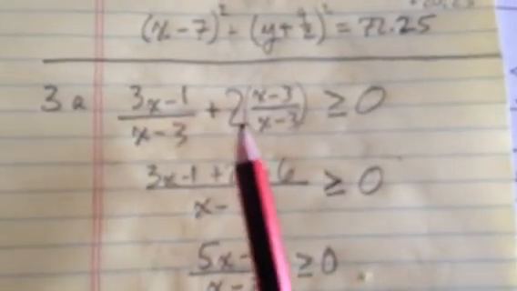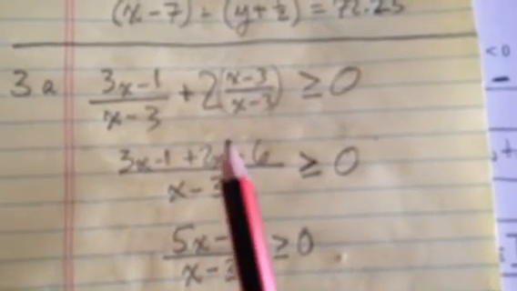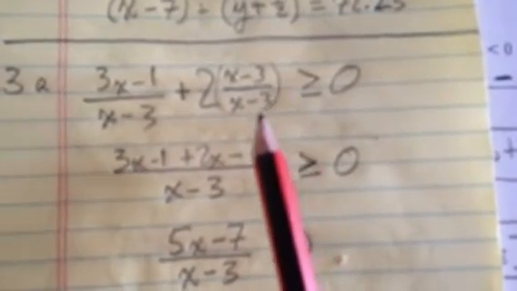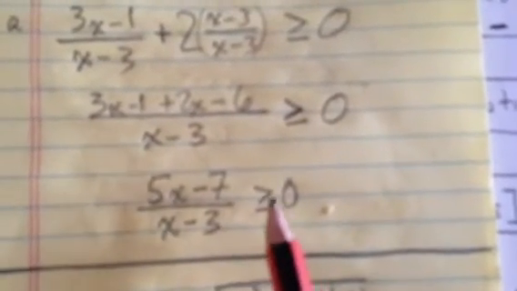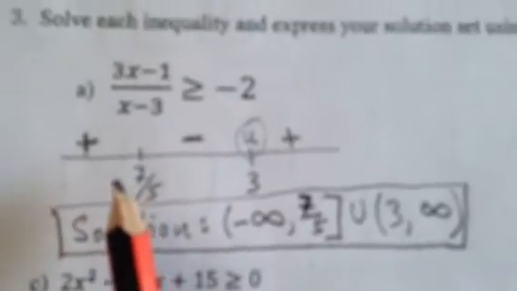When I move the 2 over to the other side and combine my fractions together, multiplying the 2 times x minus 3 over x minus 3, I get this, which simplifies down to 5x minus 7 over x minus 3 is greater than or equal to 0. So that's where I get the number for the top is 7/5, and the number for the bottom is 3. So that's what gets put on the number line, and those are my critical values.